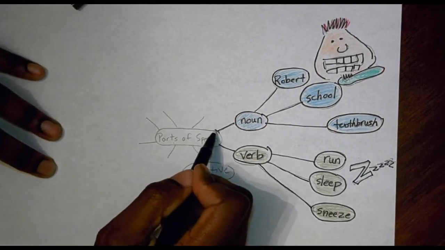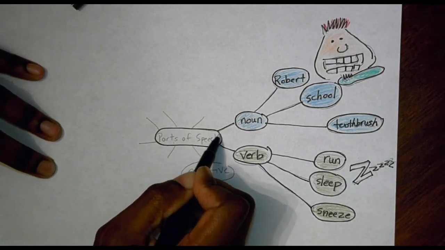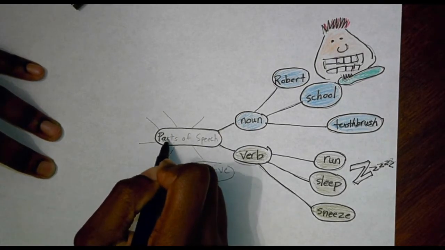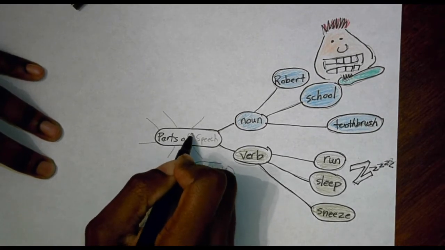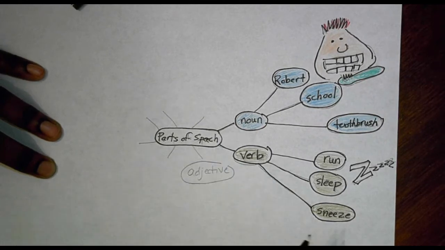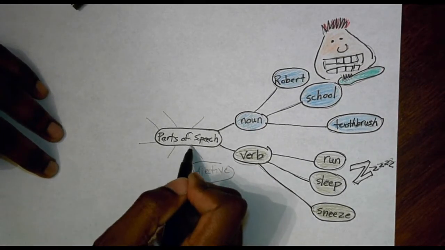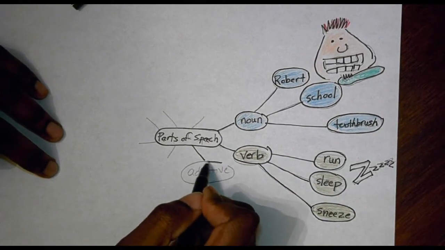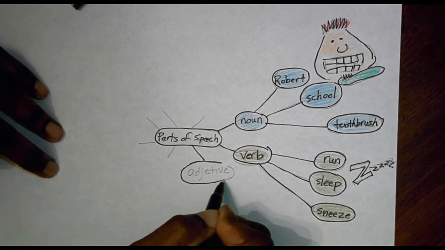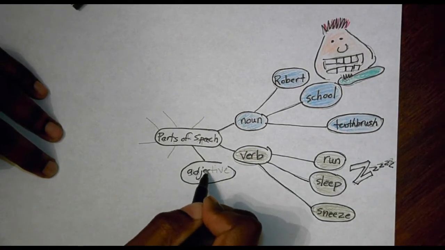But what you can do as you proceed through each of the parts of speech, as you do your own mind map, you could simply take the thin black marker over your pencil, kind of shade it in, or not shade in, trace over it, then simply continue the mind map. So I have adjective right here.